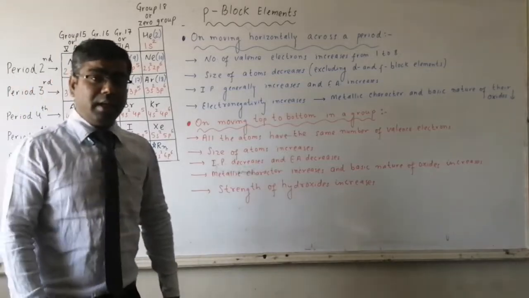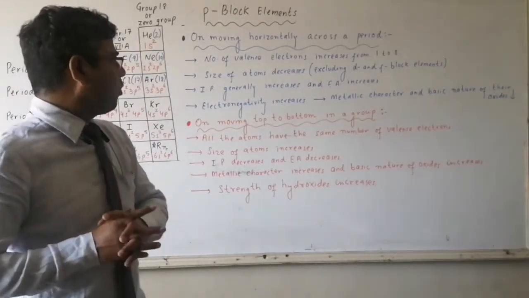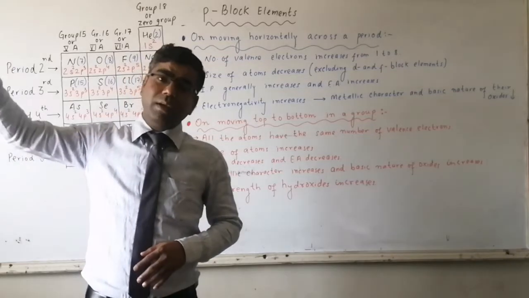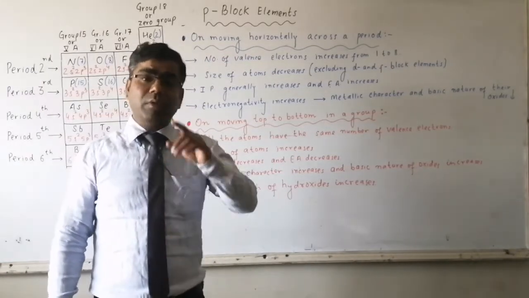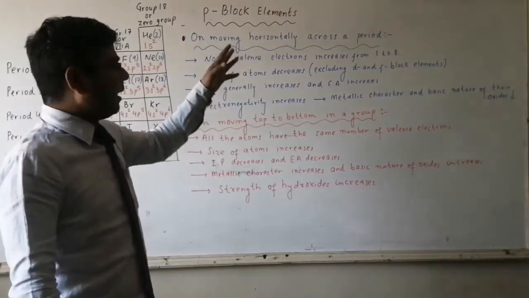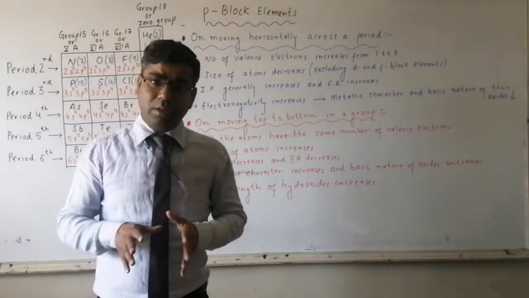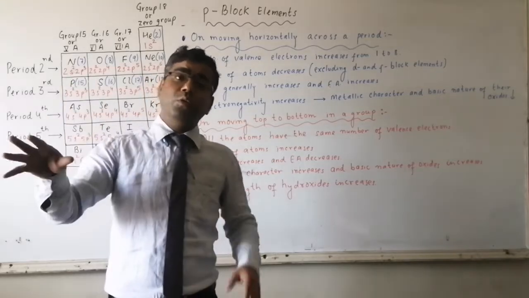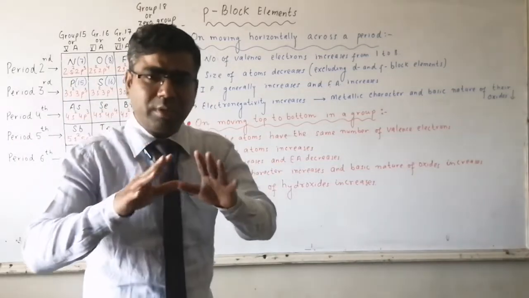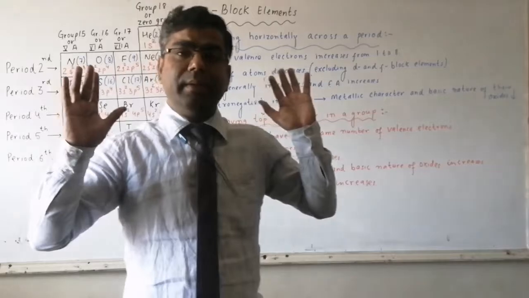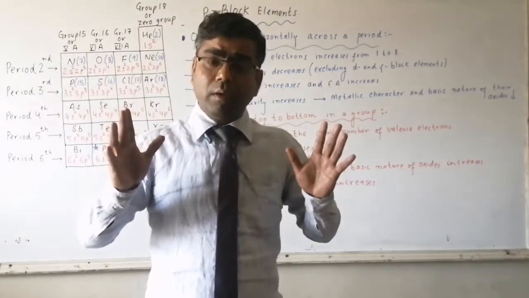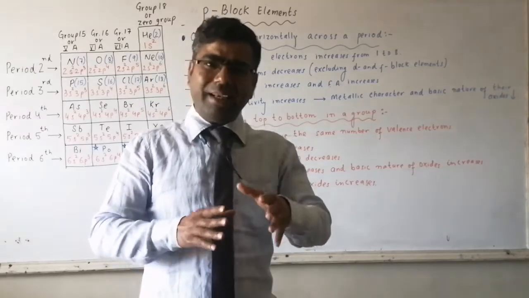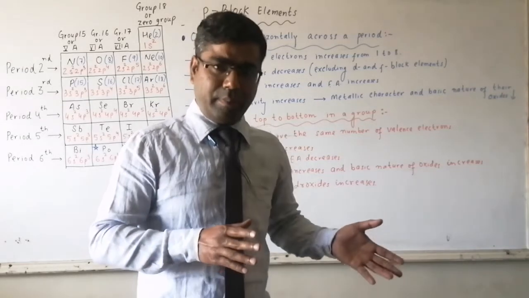What happens? Number of valence electrons increases from 1 to 8. For group 1 elements, valence electron will be 1, and for group 18 element, valence electron will be 8. So in total, number of valence electron increases from 1 to 8. We are not considering d block elements here. Clear?